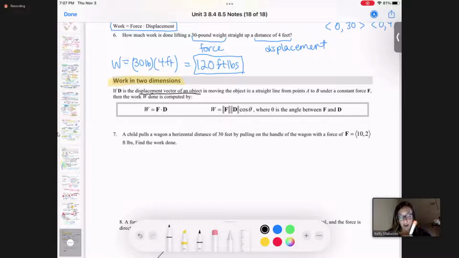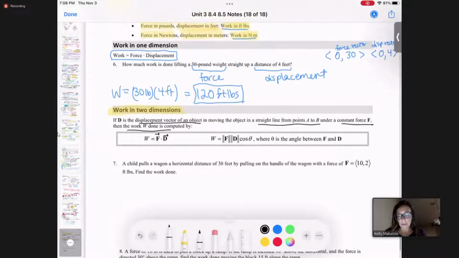In moving the object in a straight line from points A to B under a constant force F, the work done is W equals F times D. That's exactly what we just did in one dimension, but here they're bold, so these are vectors. So it's actually not just multiplication, it is the dot product.